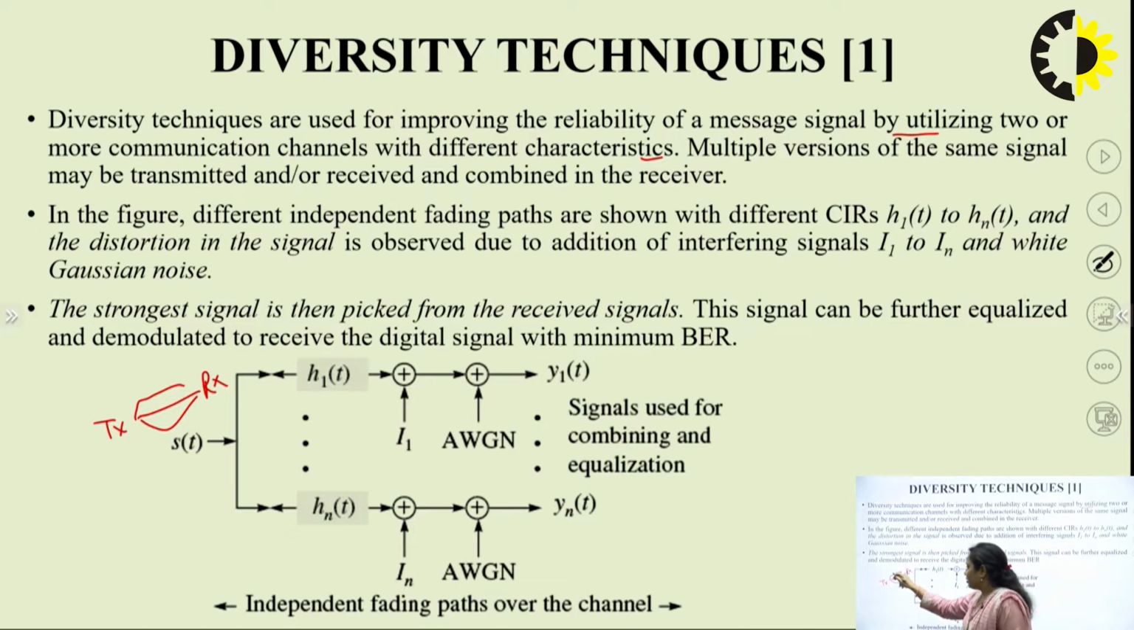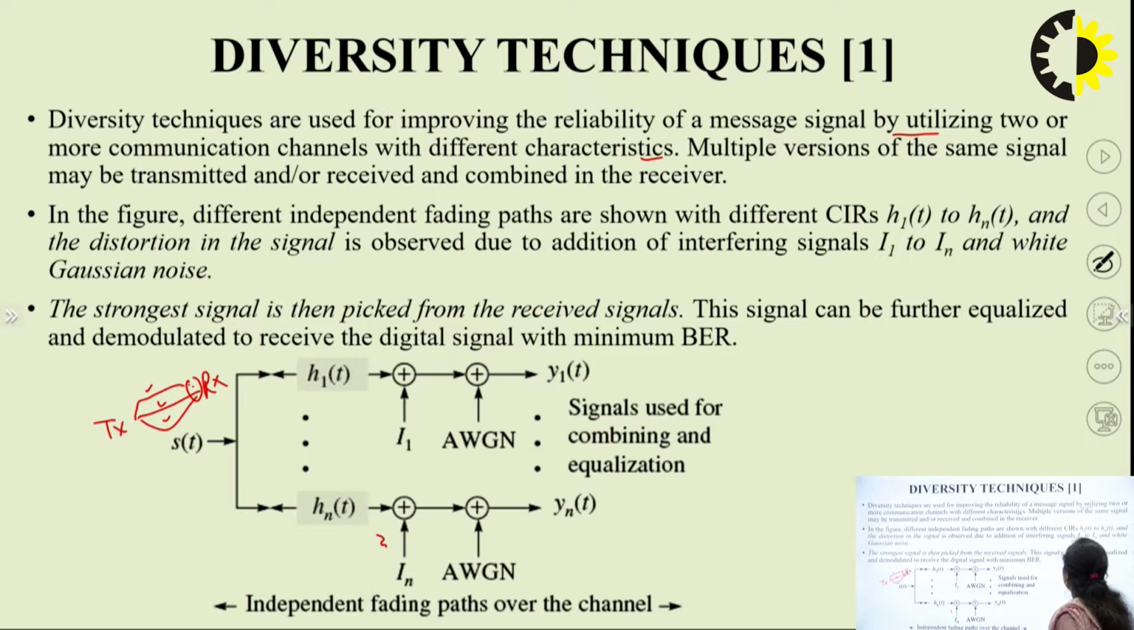Since multiple signals will be received through different multipaths, these signals will be combined together at the receiver side. So there are different ways by which we can consider the received signal. Either we can combine those signals which are received having different characteristics, or we can consider each signal individually and select the signal which is having maximum strength. So this is the main idea behind diversity techniques.